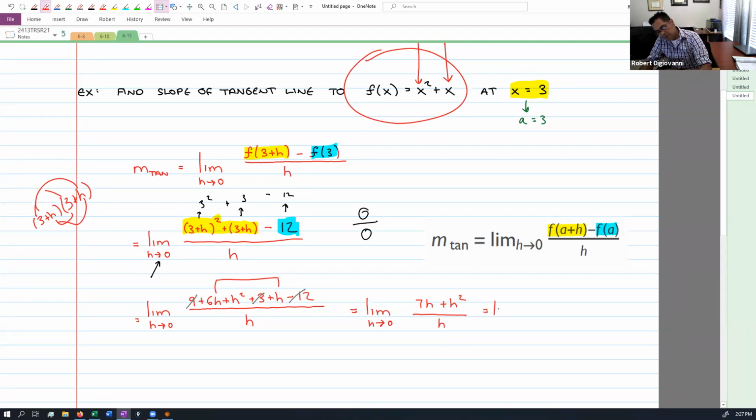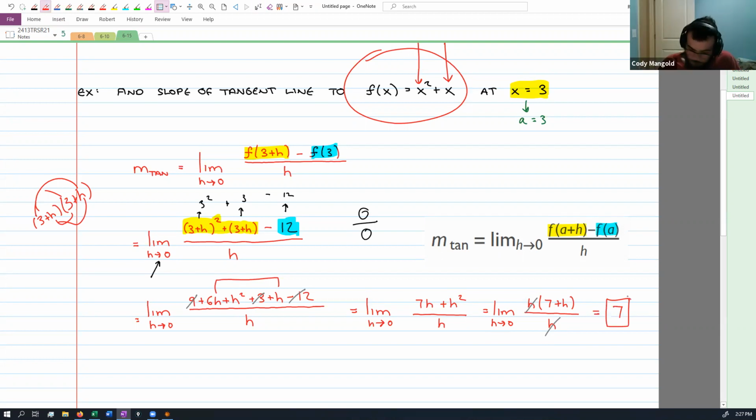And since both of the terms up top have an H, I can factor an H out and cancel the H on the bottom. And if I now let H go to 0, that goes away and I'm left with just 7. Wasn't that our answer from earlier? Right, for the slope.